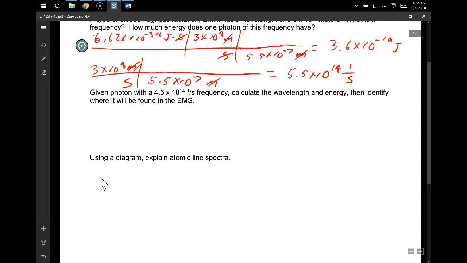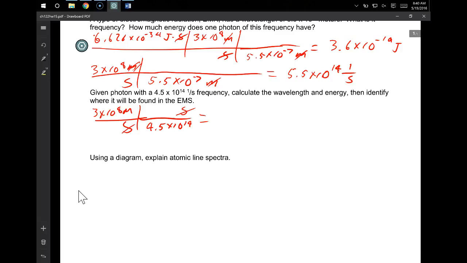All right, so I've got this frequency. I want to calculate the wavelength. I want to calculate the energy, and I want you to tell me where it is on the spectrum. So wavelength, I need length. So I'll do 3 times 10 to the 8th meters per second. So I have a meter unit, and I need to get rid of the seconds. So I'm going to put the 4.5 times 10 to the 14th in the denominator, because its seconds unit will now be in the numerator since it was in the denominator. So the seconds cancel out, and I get 3e8 divided by 4.5 e14.